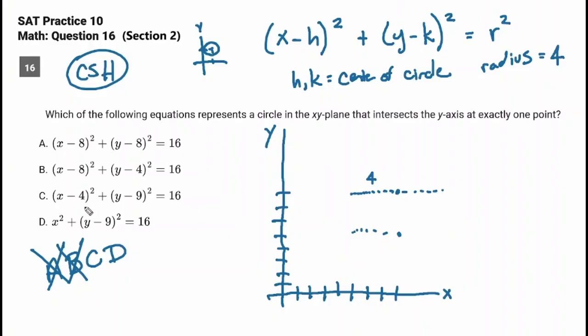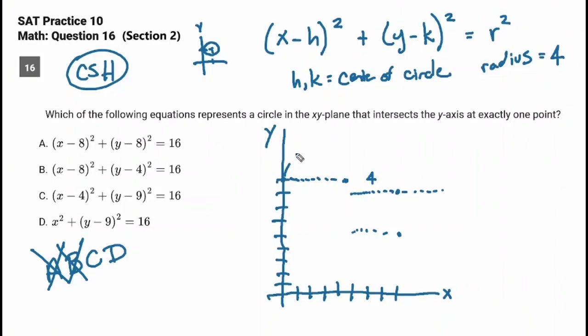All right, so let's look at C. Radius is 4. H and K are 4 and 9. All right, 1, 2, 3, 4. We got to go up here. So in this one, it's going to be at 4, 9. What's going to happen over here? We're going to go 4 over here. Hey, that hits the y-axis.